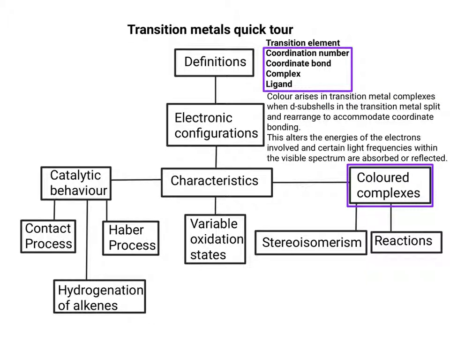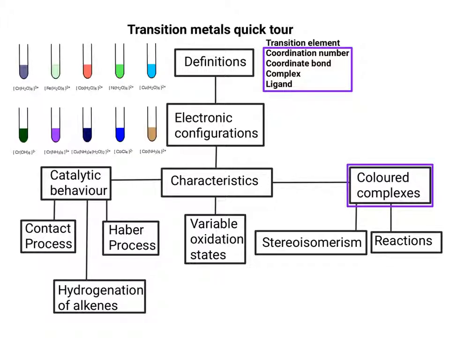What happens as a result is the energies of the electrons change, and then certain light frequencies within the visible spectrum are absorbed or reflected. But it's worth pointing out that this isn't actually needed for A level, it's just an interesting explanation of why the colours are seen. So let's now look at the actual colours we need to remember.